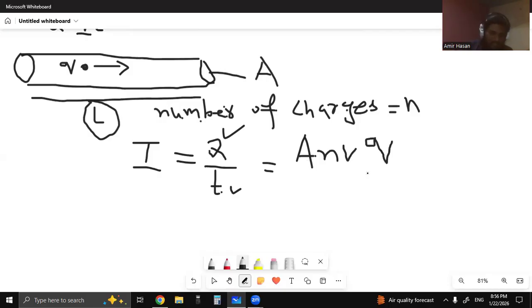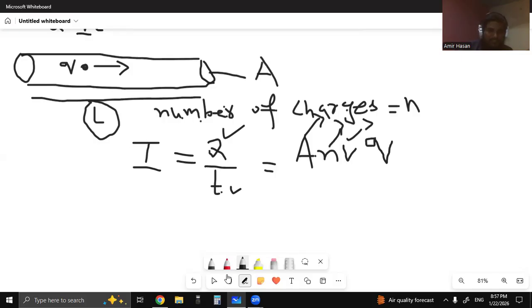The total charge we can represent by Q. In total flow of charges, the total current we represent by nAvQ. A is the area of the conductor, n is the total number of the charges, v is the flow of charge, the speed of charge, and Q is the charge.